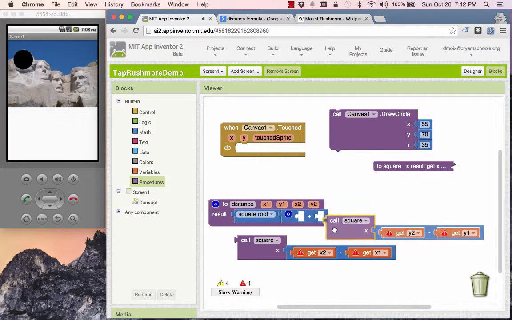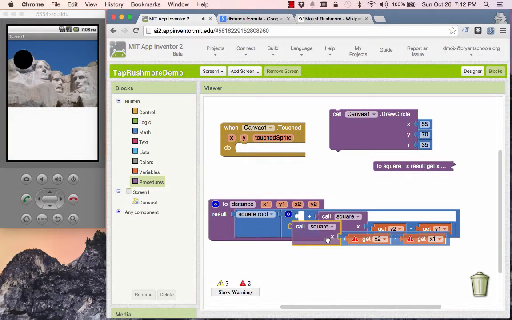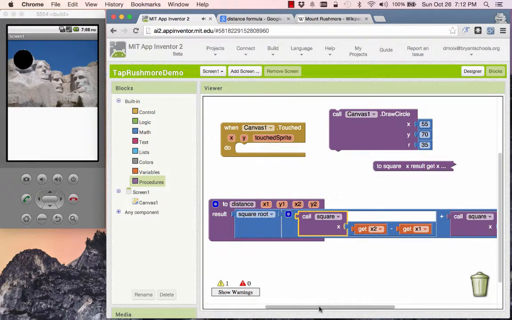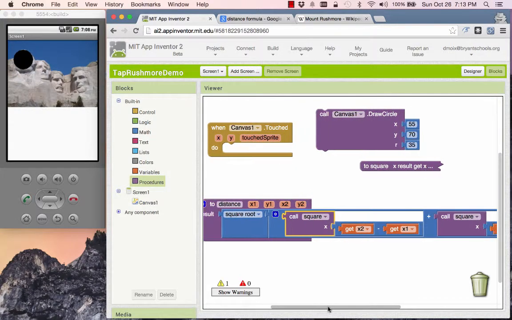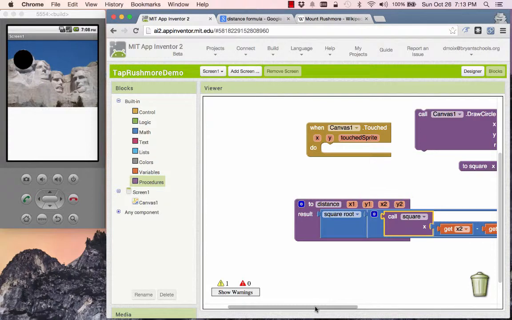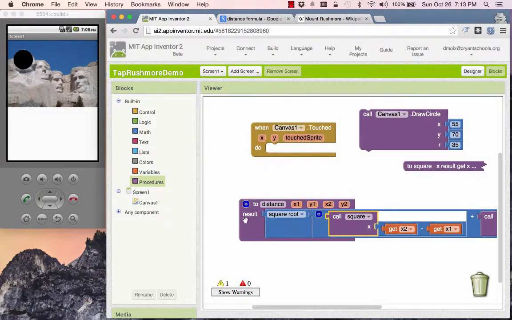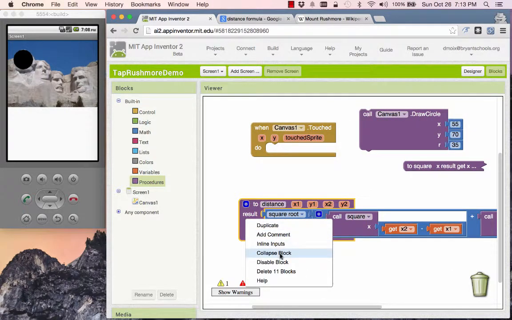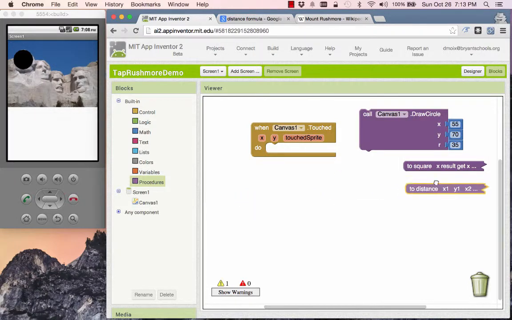So now I put these back. And my formula says to find the distance between x1, y1, and x2, y2, I do this, and then send the result back as the result. So I've made my distance formula, and just like anything else, I can collapse it and park it over here.